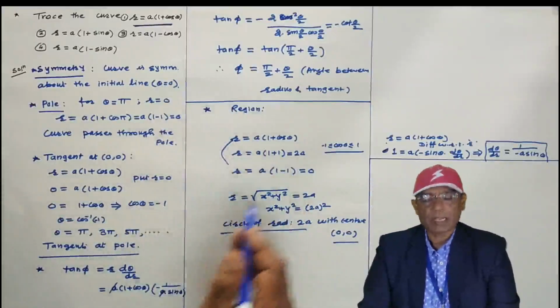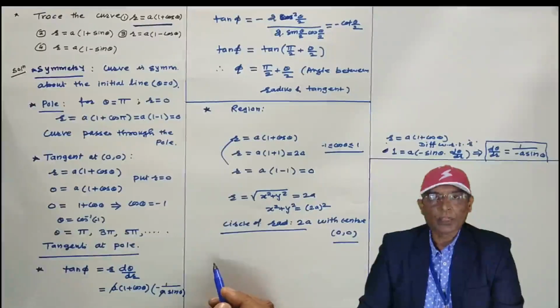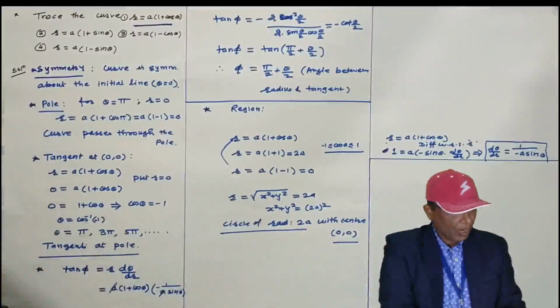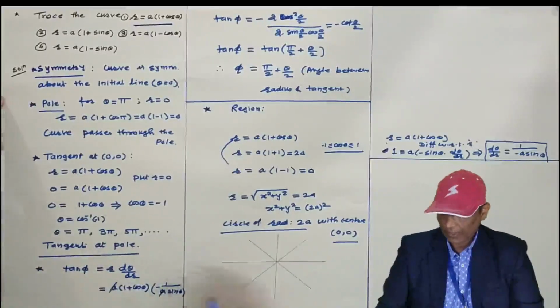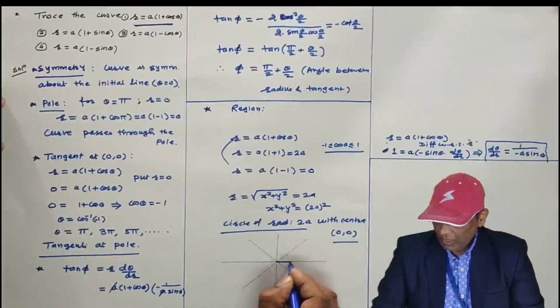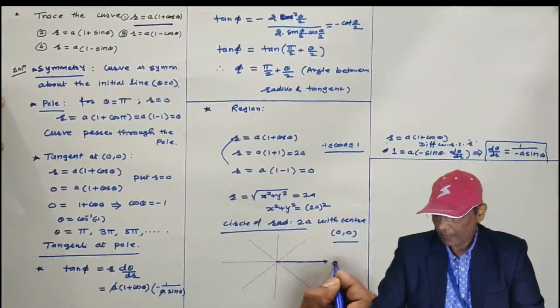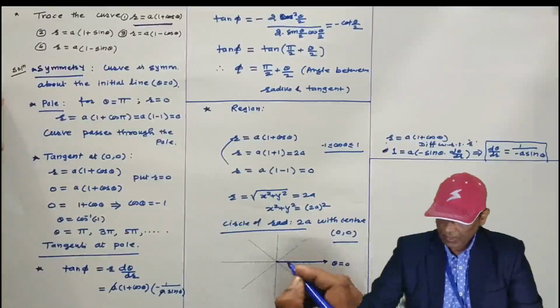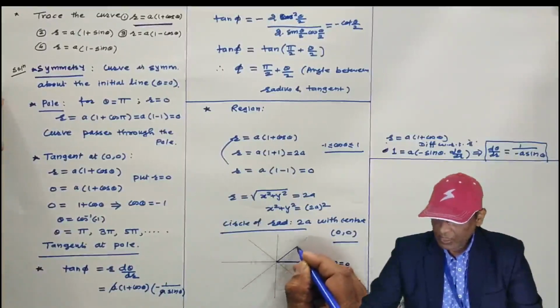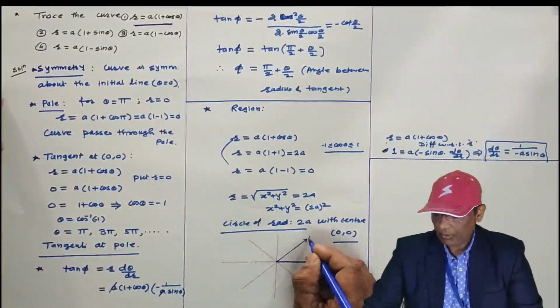Yes, we have seen many characteristics. Now we are going to trace the curve. How to trace the curve? Here, theta is 0, this line. We are going to trace it. Theta is pi by 4.